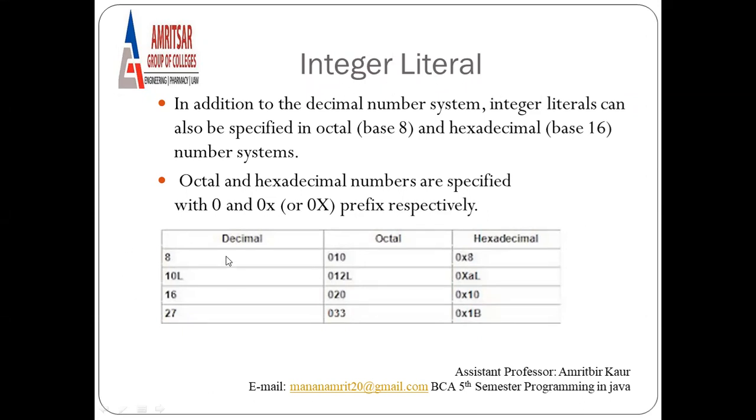Basically, if we use decimal format, we simply place our value. For octal, firstly we convert our decimal value into octal, and 0 is placed at the starting. The 0 tells the compiler that this value is in octal format, and in hexadecimal we have to put 0x at the starting.